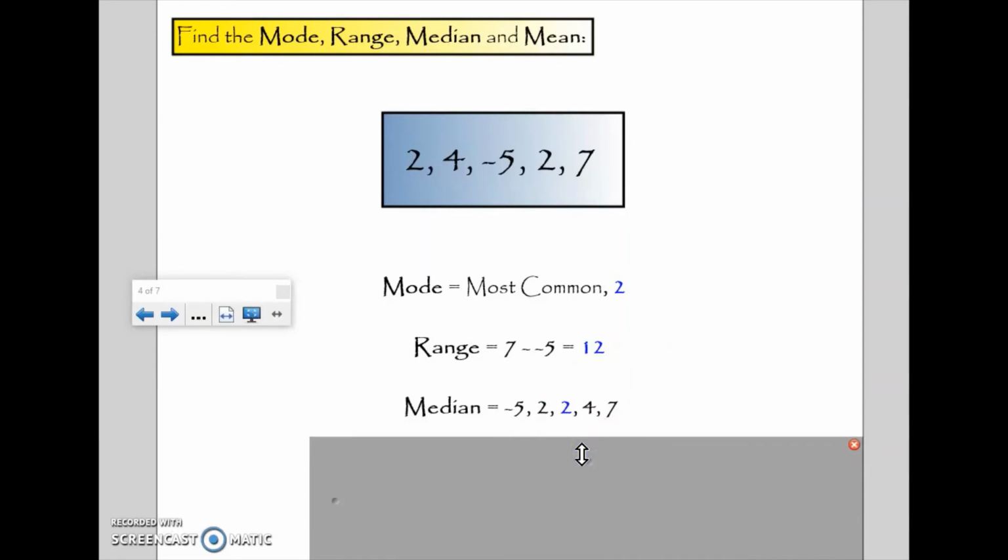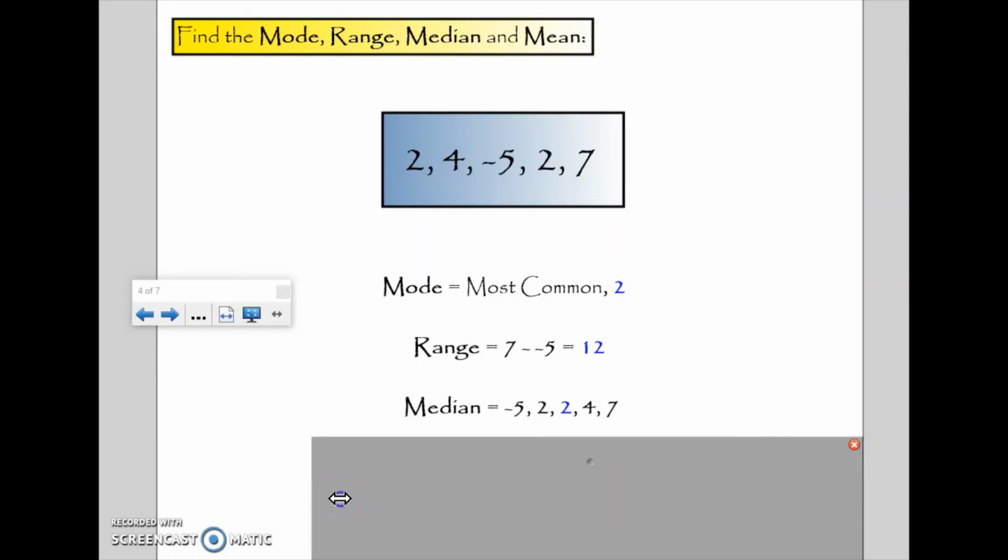Okay, to find the median, we would put the data in order. Again, the -5 is the smallest value. Then we have 2, 2, 4, and 7. The middle value, once the data is in ascending order, is the number 2.